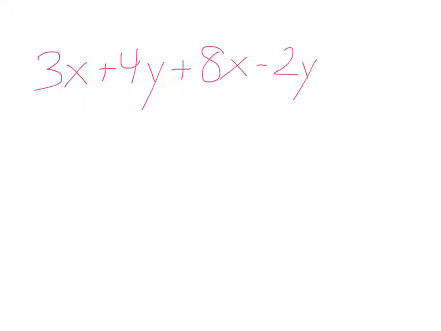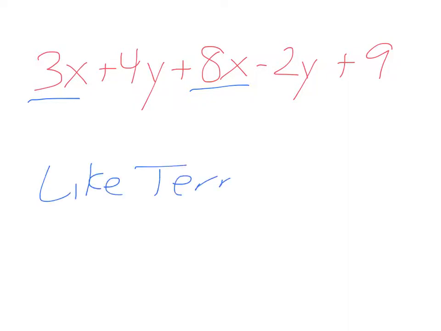In some cases, when we look at terms of an expression, we might have something like 3x plus 4y plus 8x minus 2y plus 9. In this particular case, the terms are going to be 3x, 4y, 8x, negative 2y, and 9. But some of these terms, like 3x and 8x, are what we call like terms. Like terms are terms that have exactly the same variable. There's another pair of like terms, which is 4y and negative 2y. And of course, then we have the constant.